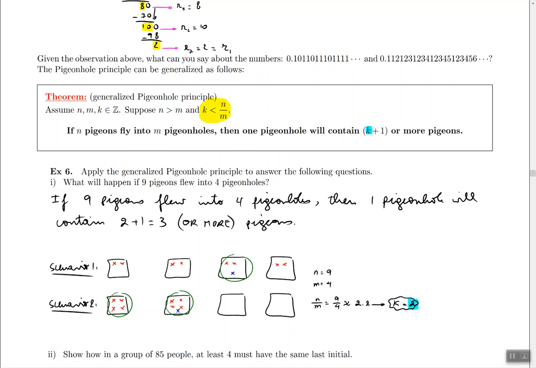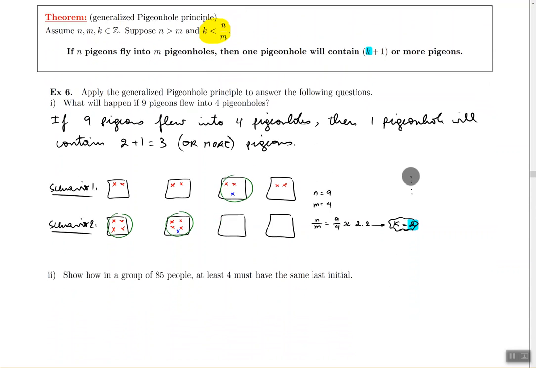By the way, this rule works if k is another integer smaller than 2. It works if k is 1, or it works if k is 0. But those are less interesting cases. The 2 is the biggest integer that's smaller than or equal to 9 over 4. That's why we usually like that k.